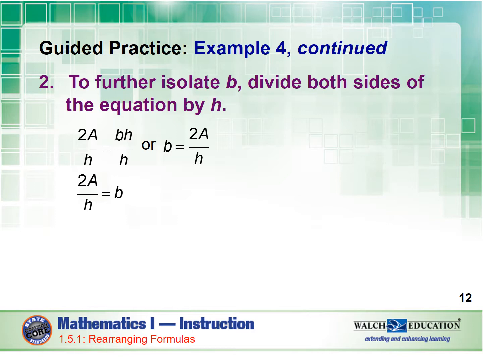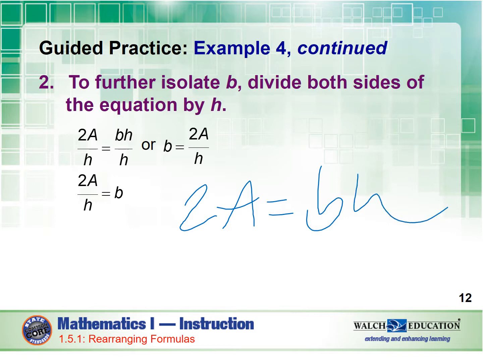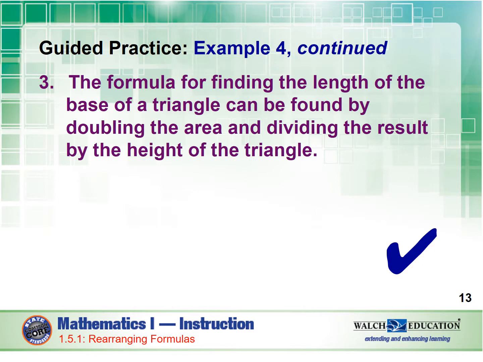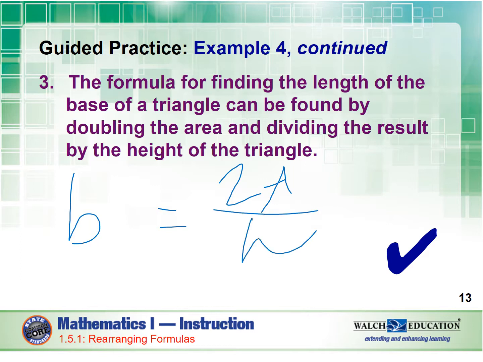Now we need to divide both sides of the equation by h. So we have 2a equals bh. We are solving for b. We want to get rid of anything other than b. So to get rid of h, b and h are multiplied. The opposite of multiplication is division. And what we do to one side, we have to do the other. So these h's cancel out. And we are left with b equals 2a over h is our answer.